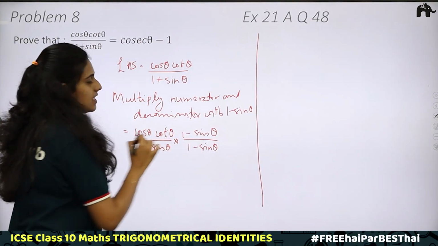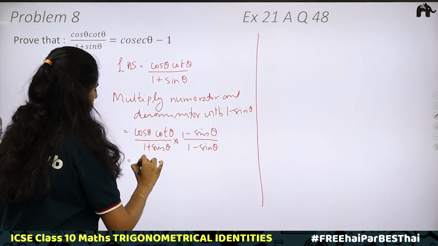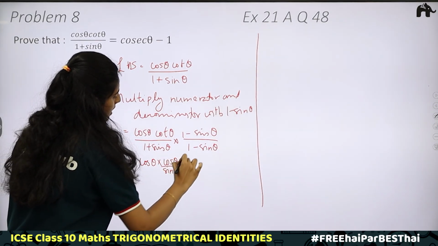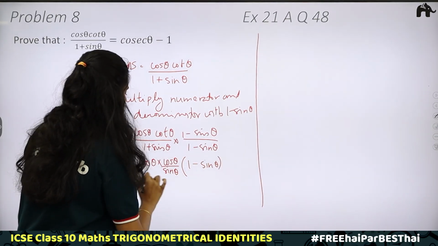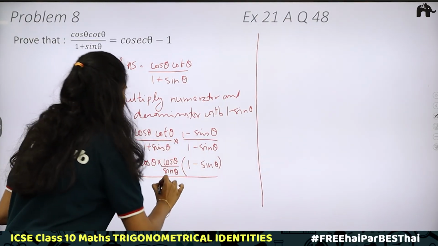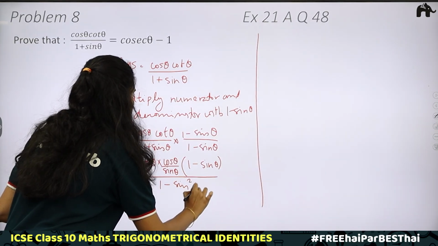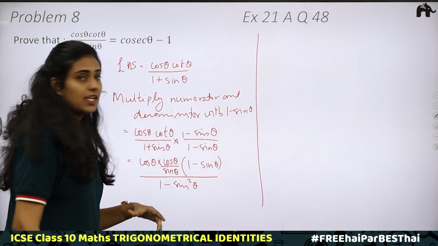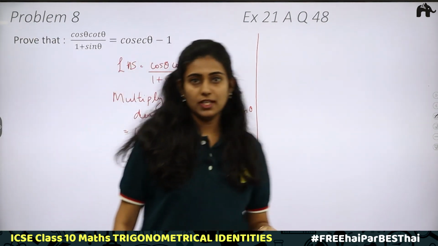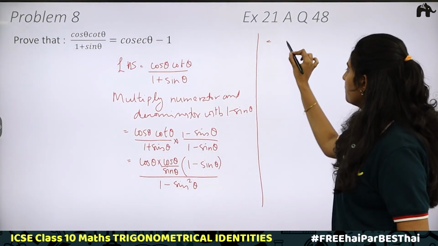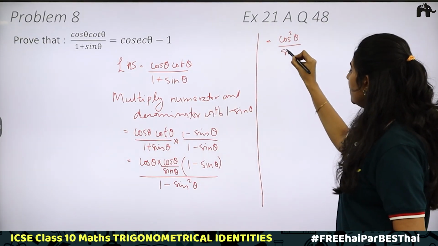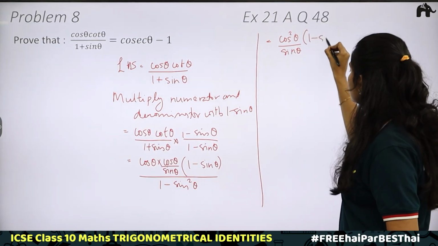Okay. Now this cot theta can be changed to cos by sin. That is equal to cos theta into cos theta divided by sin theta. Here we have 1 minus sin theta in the denominator. 1 plus sin theta into 1 minus sin theta, a plus b into a minus b, which is a square minus b square. Therefore, 1 minus sin square theta. Okay. Now, what is 1 minus sin square theta? We have 1 minus sin square theta equal to cos square theta. So, this denominator part becomes cos square theta. Here, cos theta into cos theta is cos square theta divided by sin theta into 1 minus sin theta.